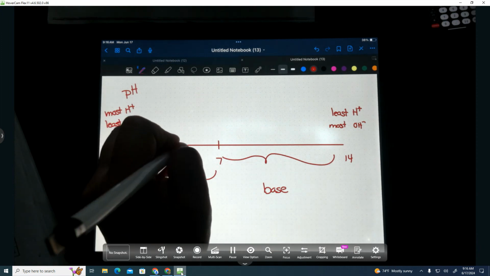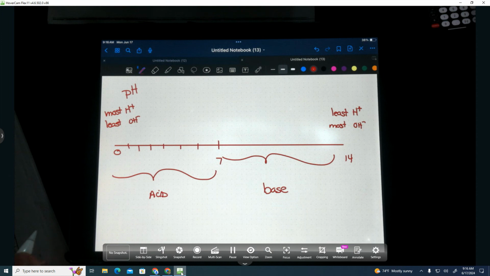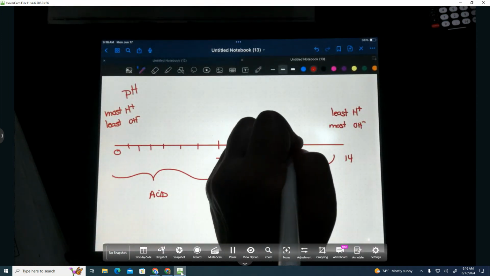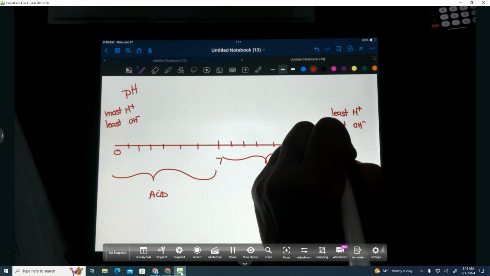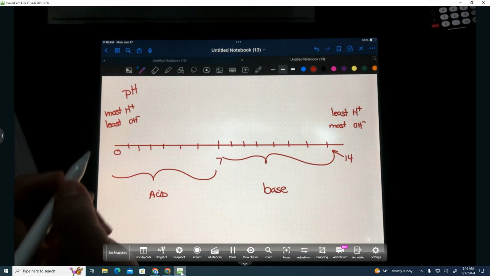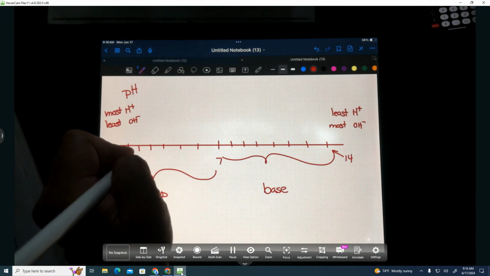One, 2, 3, 4, 5, 6. Not drawn to scale. 7, 8, 9, 10, 11, 12, 13, 14. Let's say that's good. What? That's good news. I don't. Okay? That's not good.